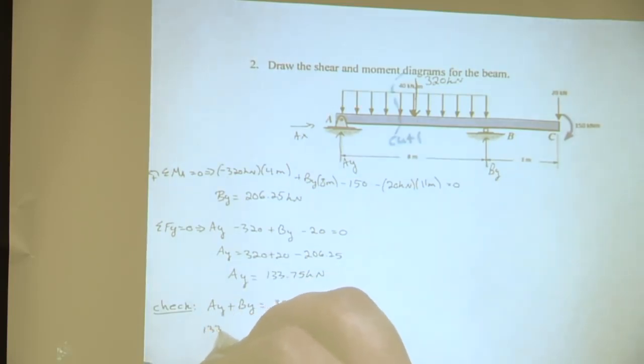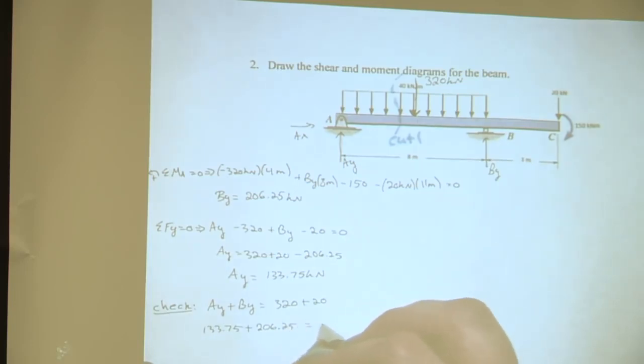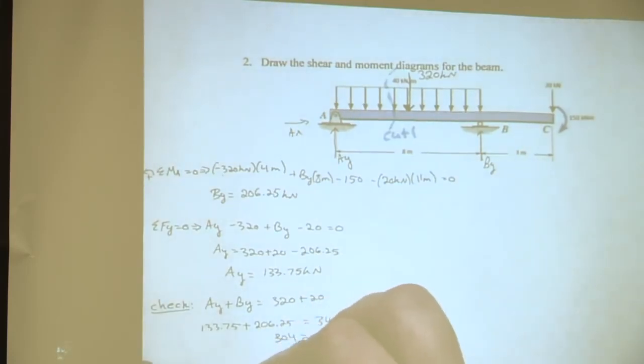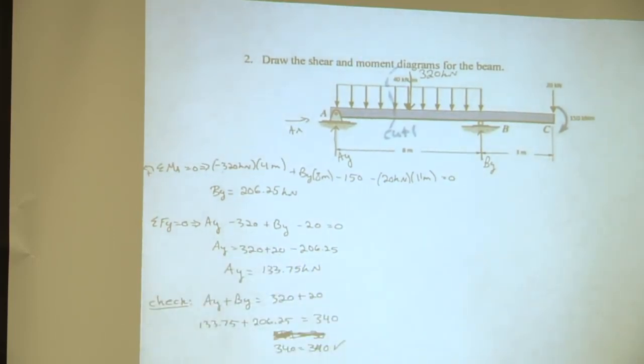So we have 133.75 plus 206.25. Now, does the left side equal 340? Yes. So 340 is equal to 340. So that's a check. This is a quick way to check just to make sure that it's correct, because if you mess up on one of these support reactions, then the entire problem could be off.